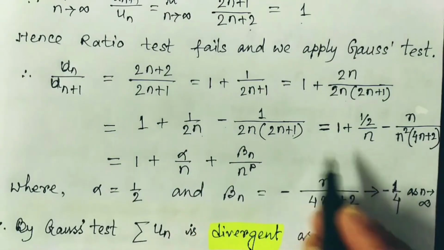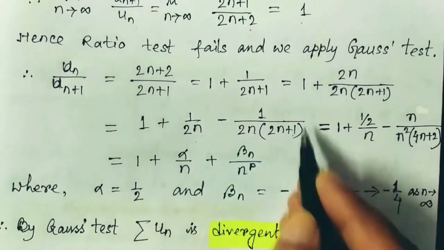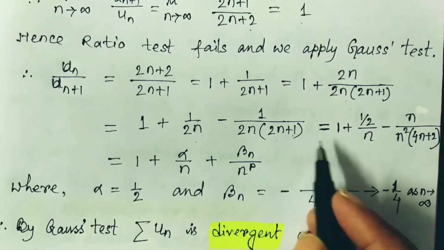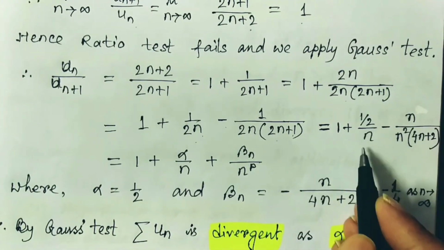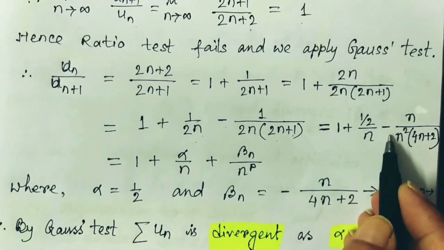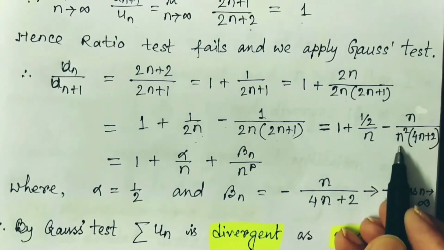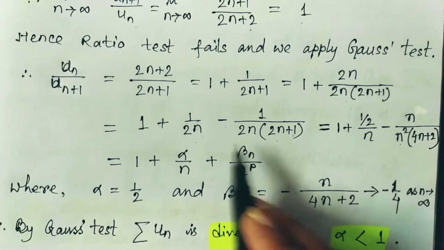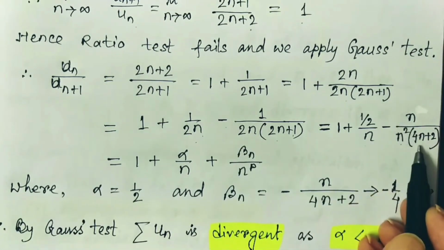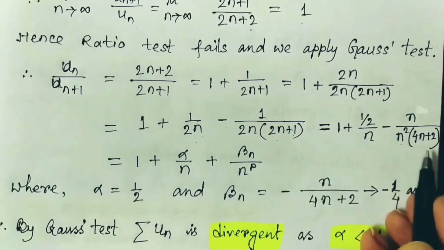So we can write this one as 1 plus 1 by 2n minus this part. Just look, this one again we can express as 1 plus 1 by 2 as alpha divided by n. Then minus, if we multiply n in the denominator and numerator both, then we will find here n divided by n square. For this 2, we again multiply here so that it becomes 4n plus 2.